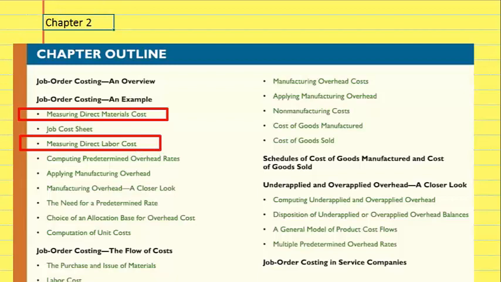Now let's take a look at manufacturing overhead. For manufacturing overhead, there's a three-step process. We're just going to take a look at two of those steps in Chapter 2 in this lecture. And those two steps are, first of all, we'll compute the predetermined overhead rate, and then we will apply manufacturing overhead.